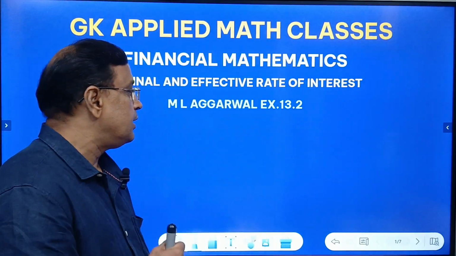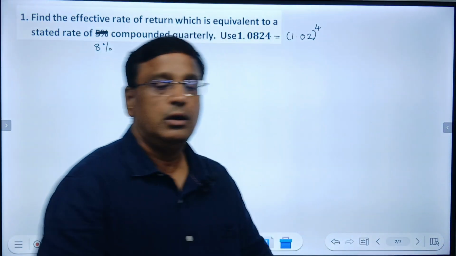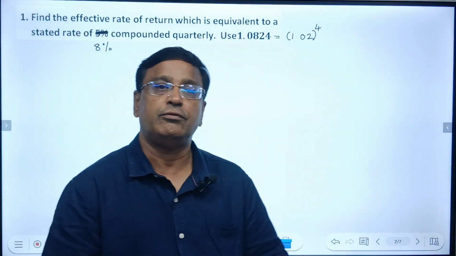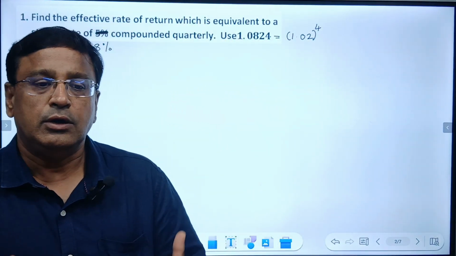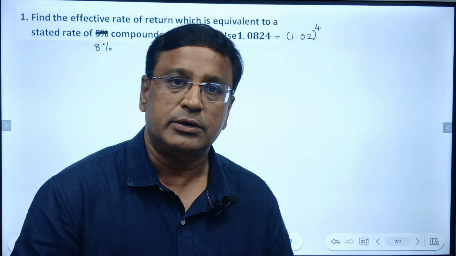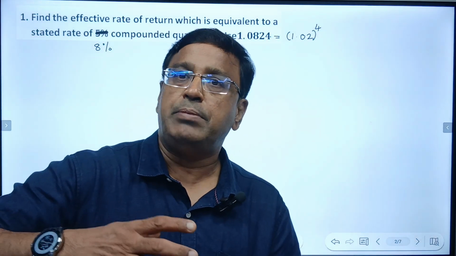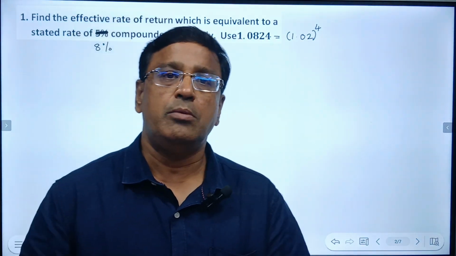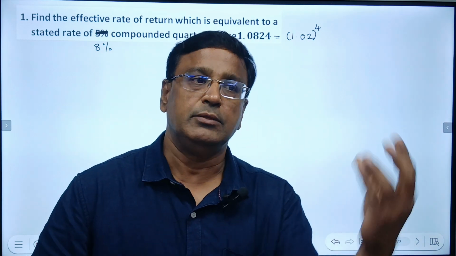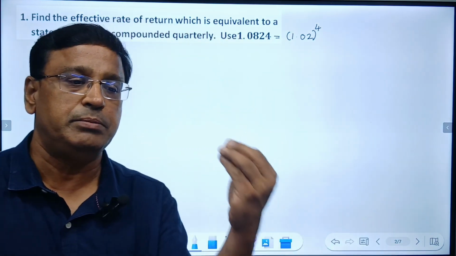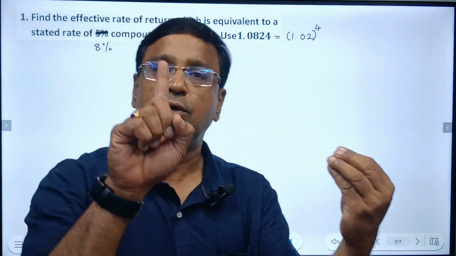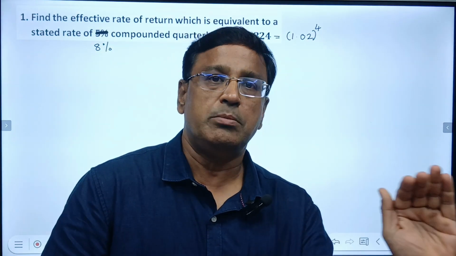Now let us make a beginning. You all know what is a nominal and effective rate of interest. Nominal rate of interest is for 1 year. Suppose you are paying 10% for 1 year. You pay only once a year. So that is nominal rate of interest.